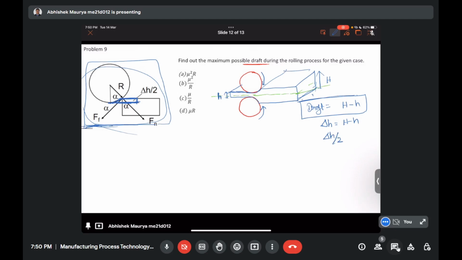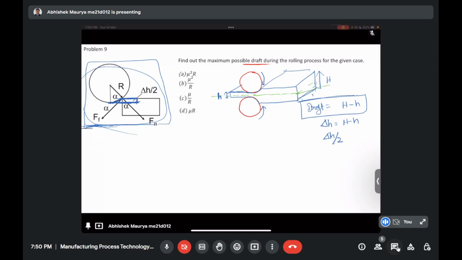What we need to find out is the maximum possible value of the draft for the given roller. The roller has a radius r, and for the roller radius r, what is the maximum possible value of draft which we can give, or what is the maximum reduction in thickness possible in one pass? That's what we need to find out. We need to find delta h max.